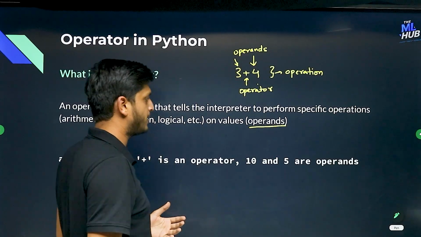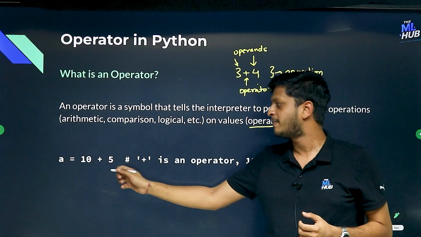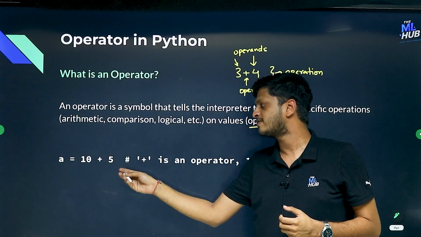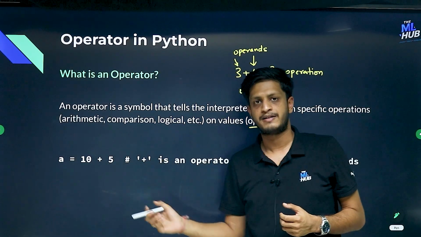There can be other types of operations as well. Let us see. Before that, here is an example. If we are writing a is equal to 10 plus 5, here plus is an operator and 10 and 5 are operands.